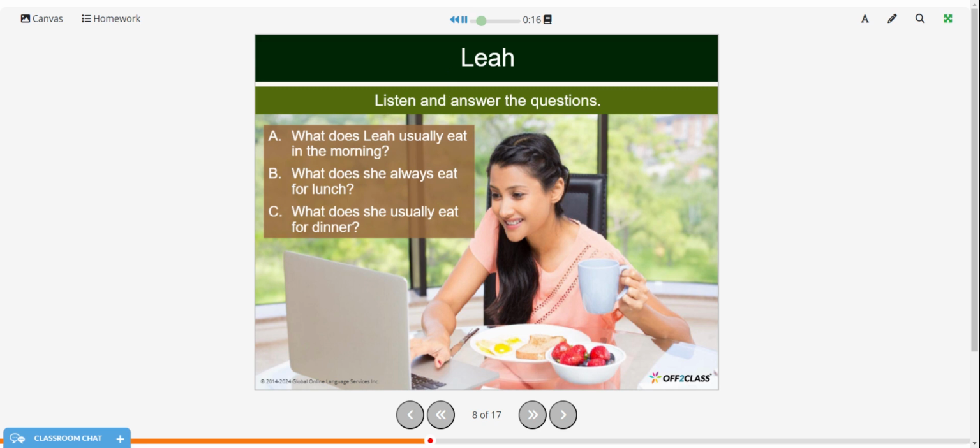I try to eat healthy foods. In the morning, I usually have an egg, some fruit, and a cup of tea. I always eat a salad for lunch. For dinner, I usually eat chicken or fish with some vegetables.